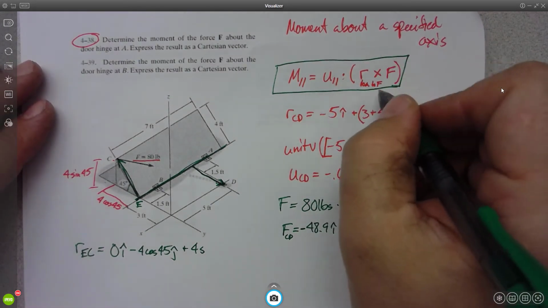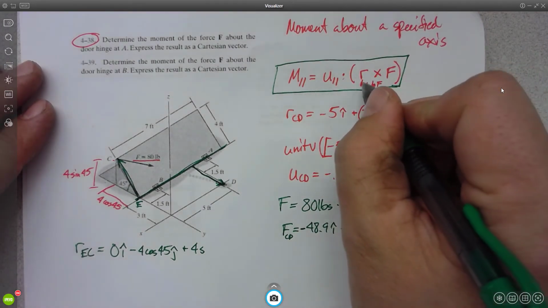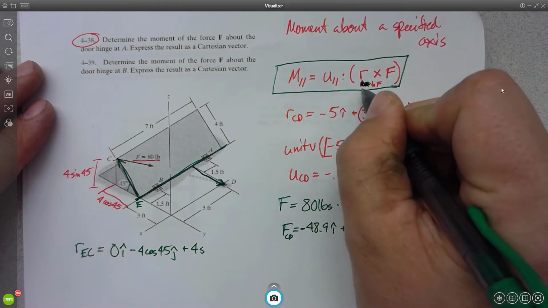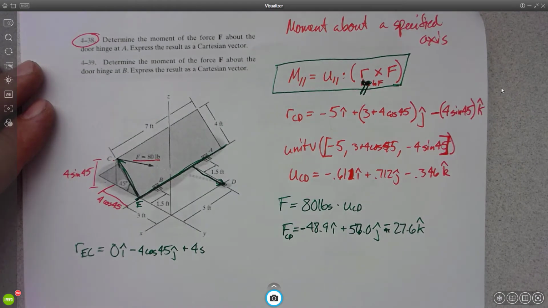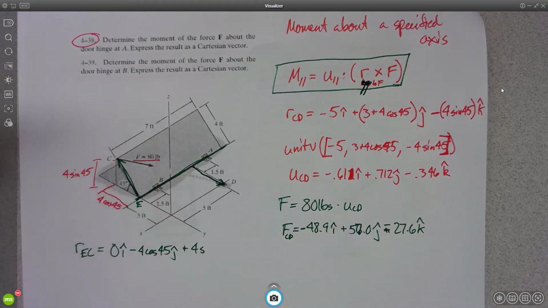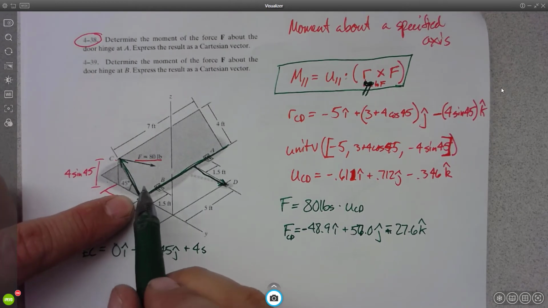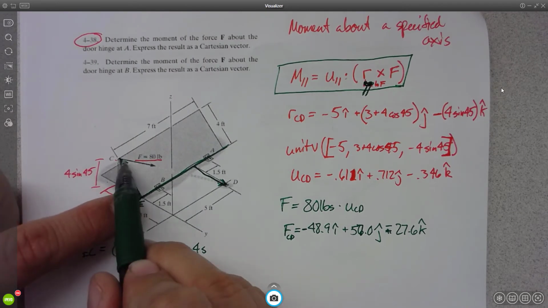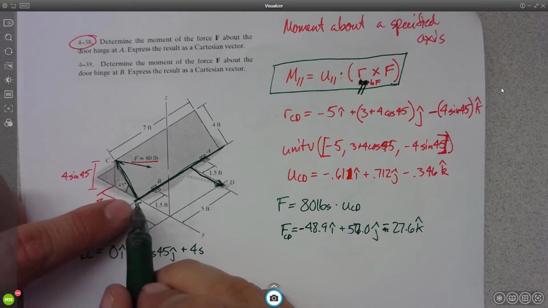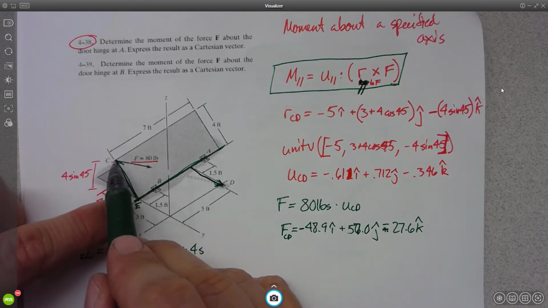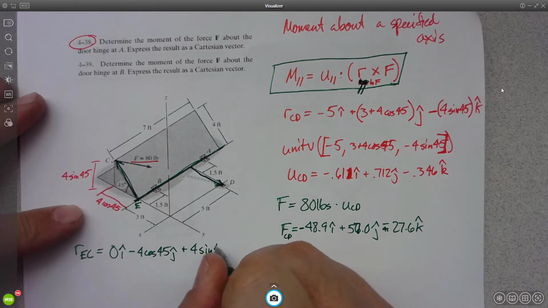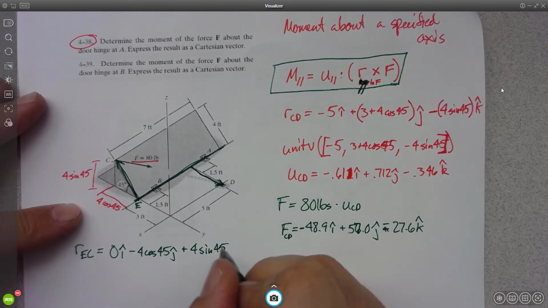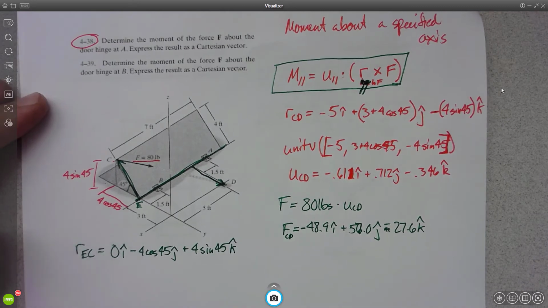I shouldn't have said line of action to F. That's kind of redundant. I should be saying from the axis to F. If you did it the opposite way, you just get the opposite sign. But yes, we want the vector that goes from E to C, from the place we're rotating about to the line of action of the force. Okay.